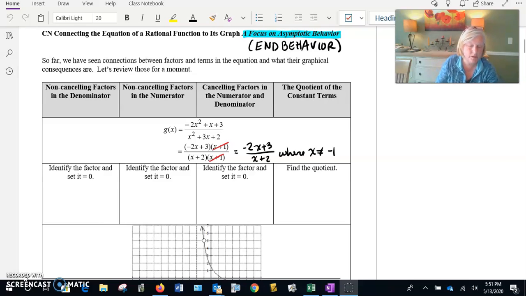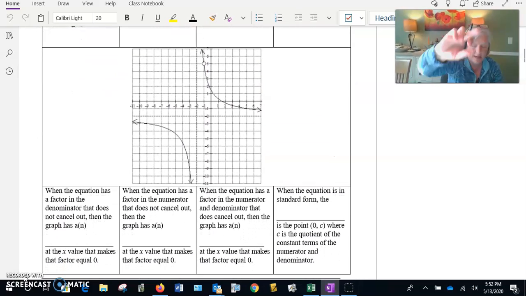All right, so the first thing we're looking at is the non-canceling factors in the denominator. What factor is left in the denominator after I've canceled it out, which would be x plus 2, set it equal to 0, so x equals -2. I will remind you, when the equation has a factor in the denominator that does not cancel out, then the graph must have a vertical asymptote.